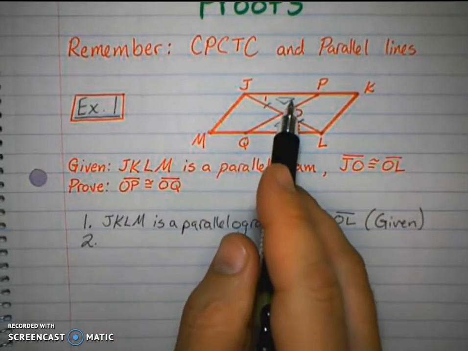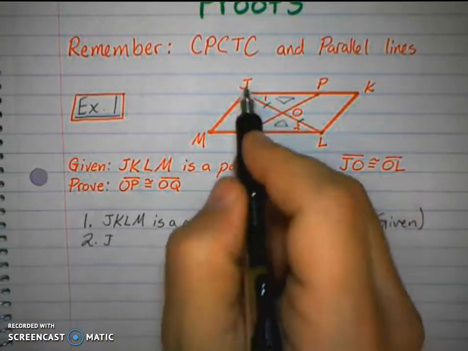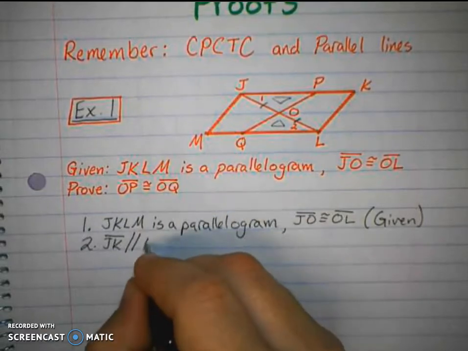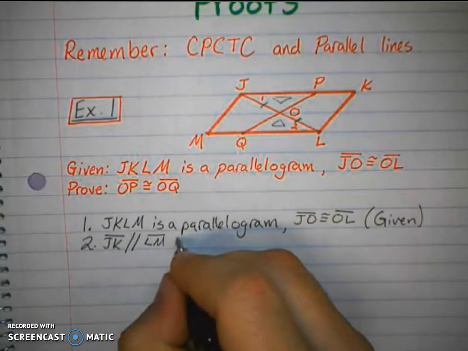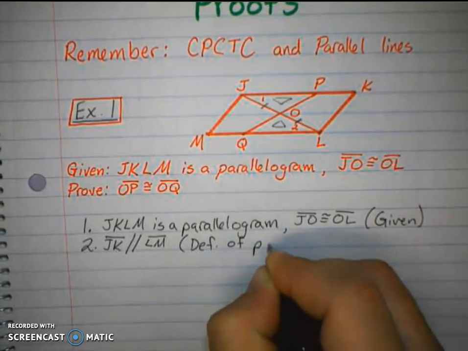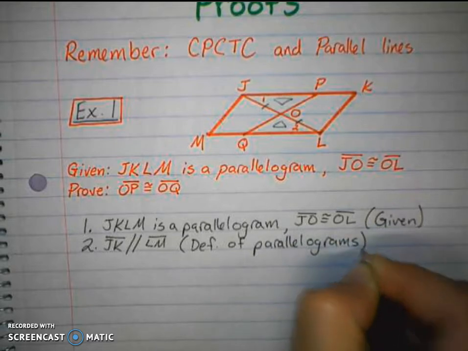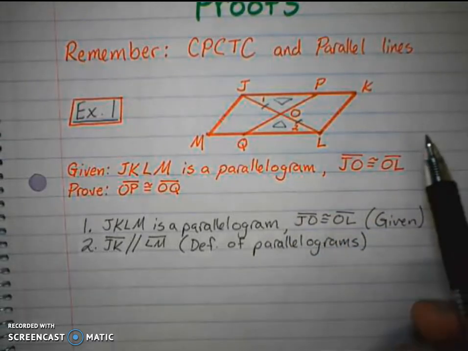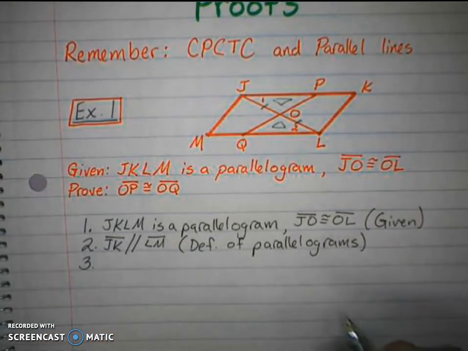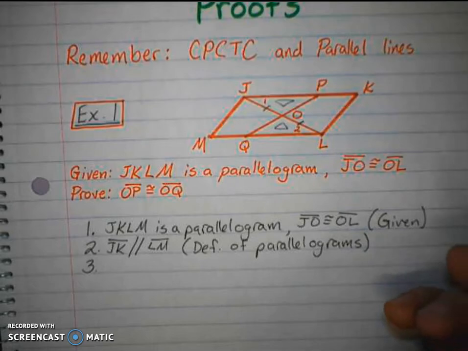So the next thing I need to do is state the property of a parallelogram that I'm using, which is that JK is parallel to LM. And our reason is just definition of parallelograms. Okay, anytime we use a property of parallelograms, we can just use the definition of parallelograms. And because those are parallel sides, angles 1 and 2 have to be congruent by the alternate interior angles theorem.